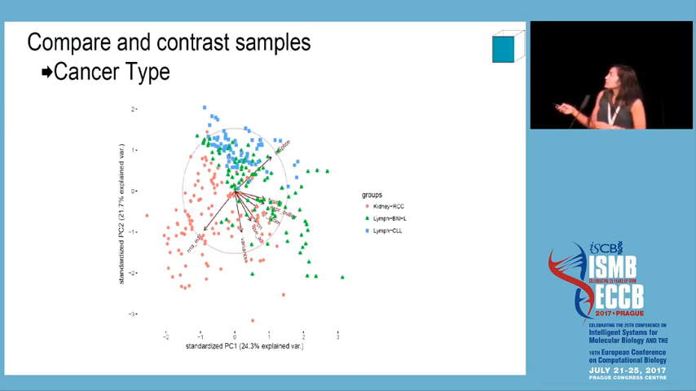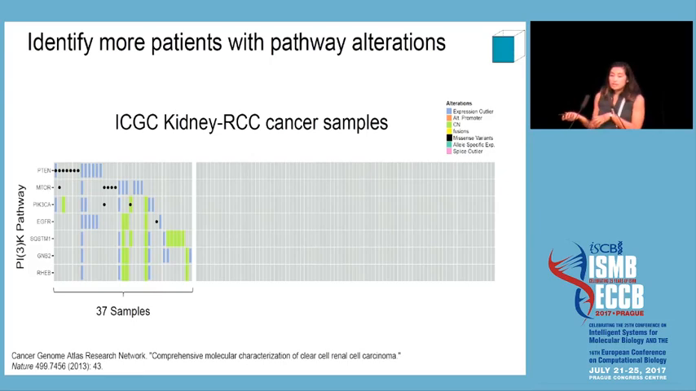Similarly, we can see this separation between lymph BNHL and lymph CLL because the lymph BNHL seem more correlated with a higher number of fusions, expression outliers, and alternative promoters. So this is looking across and comparing three different cancer types. So what can we learn within a single cancer type?